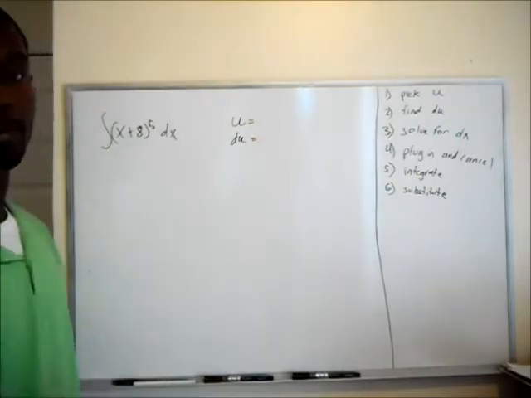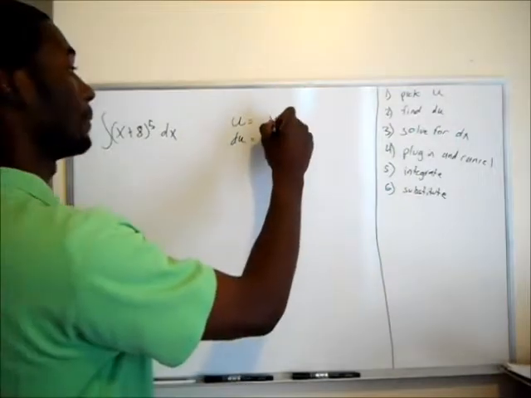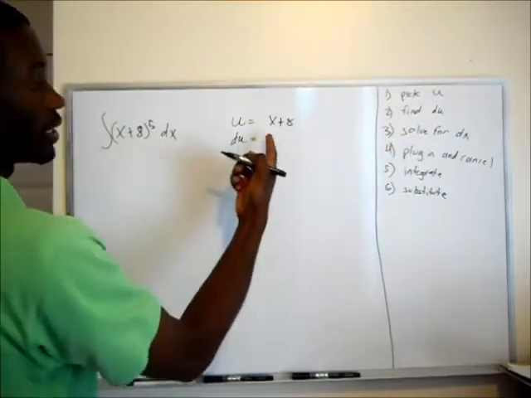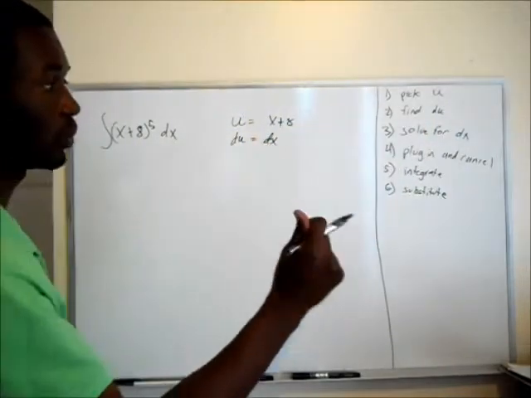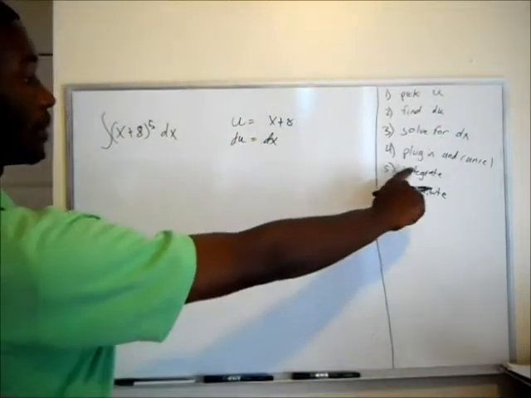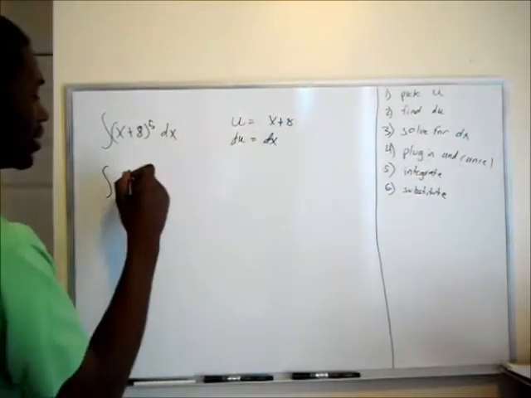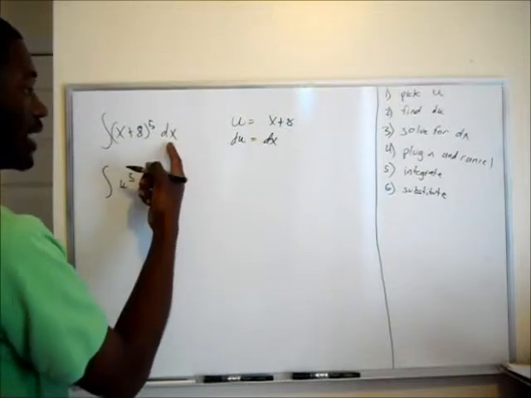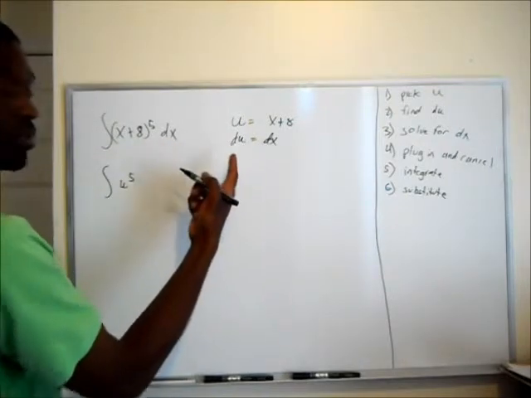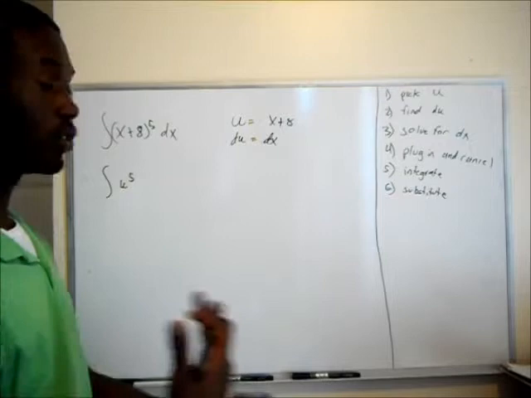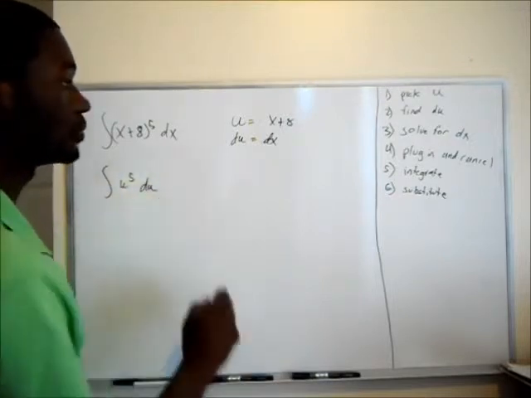So I'm going to pick my u to be the inside function, x plus 8. I've got to find du. Well, the derivative of this is just dx. Woohoo, easy. Now I'm going to plug in and cancel if I can. So x plus 8, well, that's my u. That's u to the 5th. dx, what's dx? Well, dx equals du. I'm trying to get everything in terms of u. So this is just du.